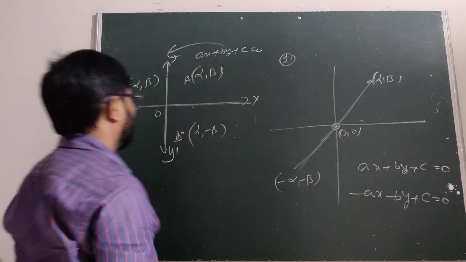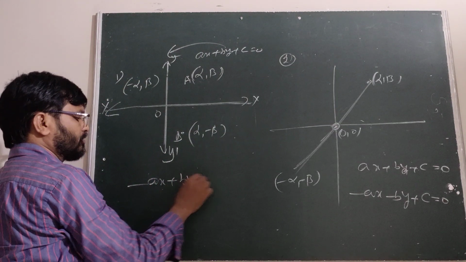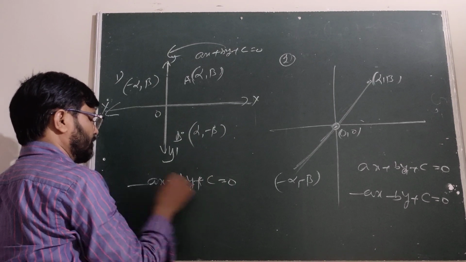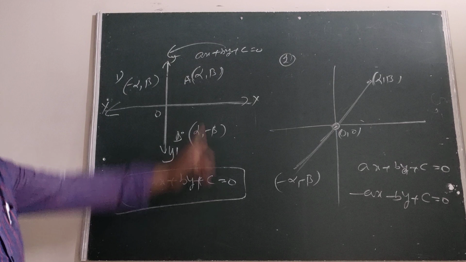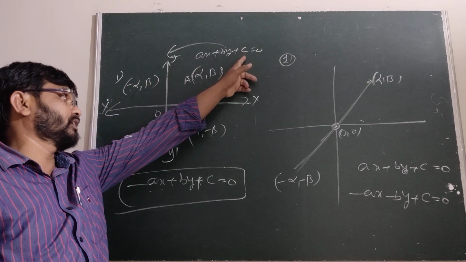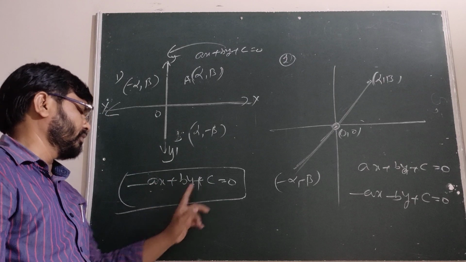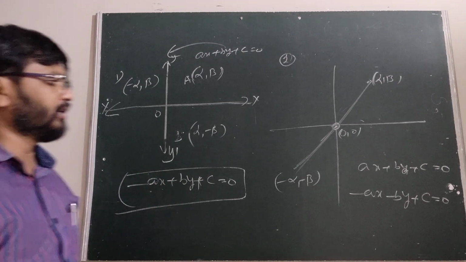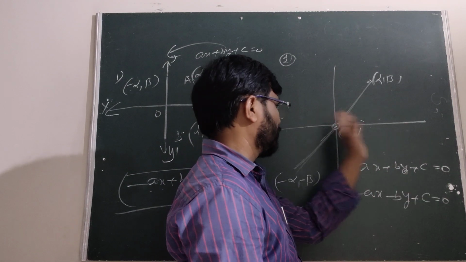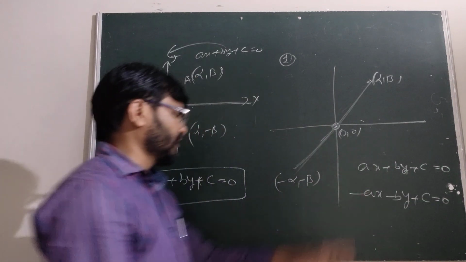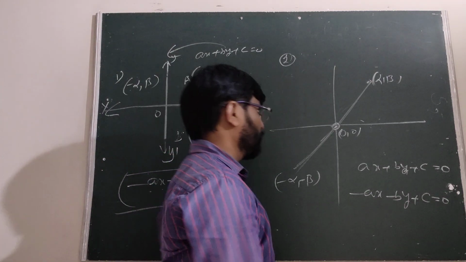The image of the line ax plus by plus c equal to 0 with respect to the y-axis is minus ax plus by plus c equal to 0. Similarly, the image of the line ax plus by plus c equal to 0 with respect to the origin is minus ax minus by plus c equal to 0.